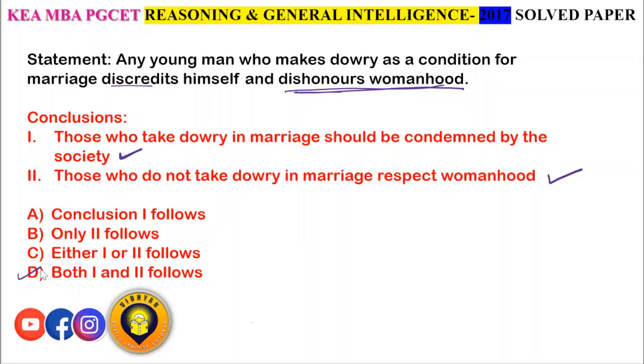Don't think too much logically about whether somebody taking dowry is really respecting. Don't go too logical. Understand according to the statement. If it is clearly said that the person who takes dowry is dishonoring womanhood, that means it is very clear that the person who does not take dowry is respecting womanhood. Okay, so this is clear.